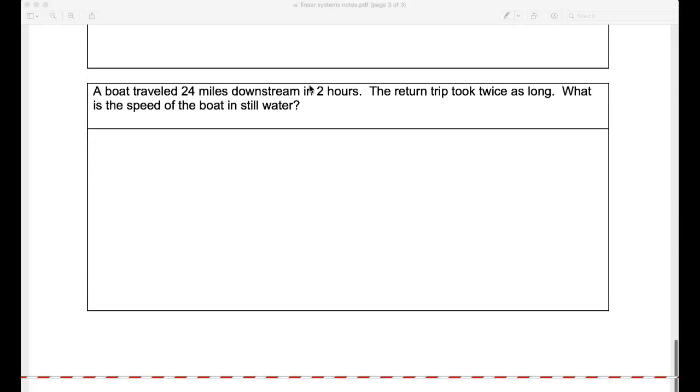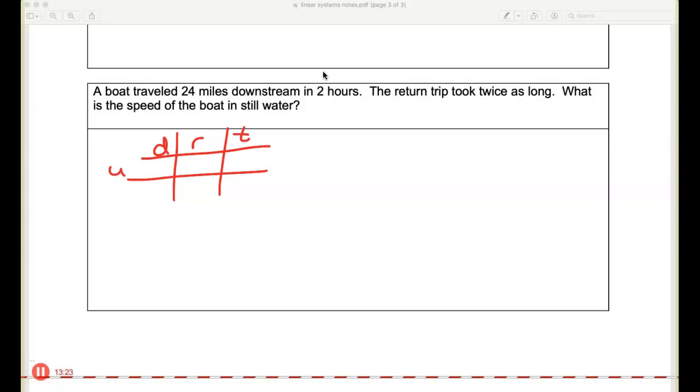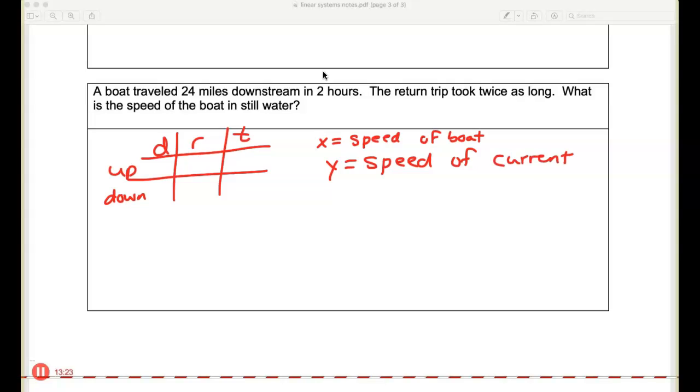All right, and then the last one we have is our boat. It says a boat traveled 24 miles downstream in 2 hours. Its return trip took twice as long. So again, we have distance, rate, time. We're going to have upstream, downstream. X represents the speed of the boat. And y is going to represent the speed of the current, because you've got the current pushing against you. So these problems, you're always going to have unknown speed, unknown current.